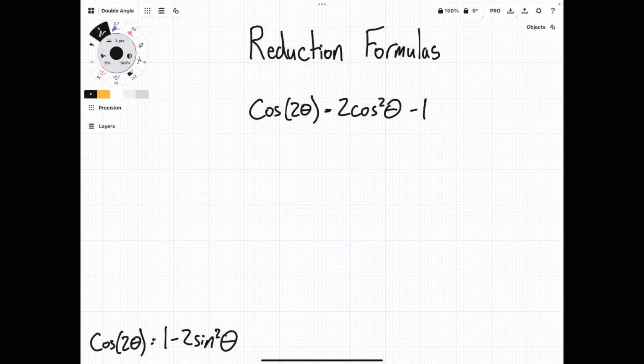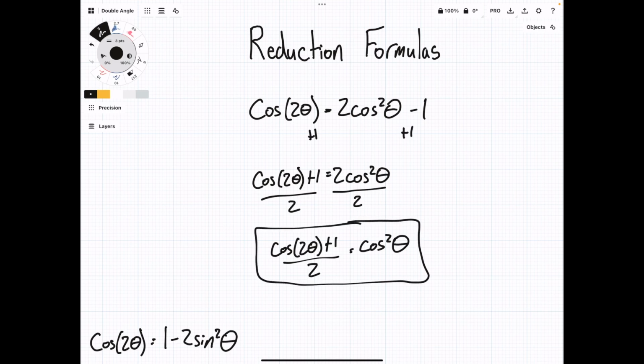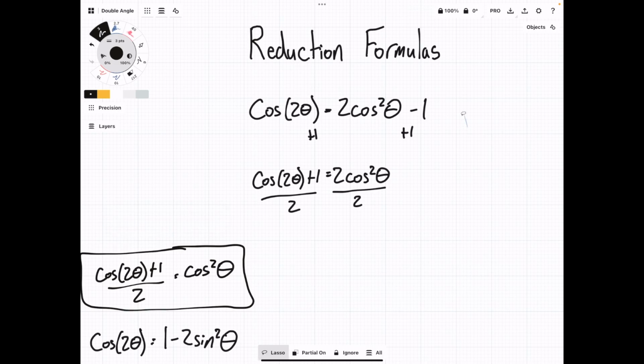We'll start off by just adding 1 across. Cosine of 2 theta plus 1 equals 2 cosine squared theta. Then we're going to divide by 2. Cosine of 2 theta over 2, plus 1 over 2, equals cosine squared theta. And there you have it. There's the first formula. So wherever we see this cosine squared theta in a different function, we can replace it with this. We'll take this, save it off to the side, and then we will start working on the other one.